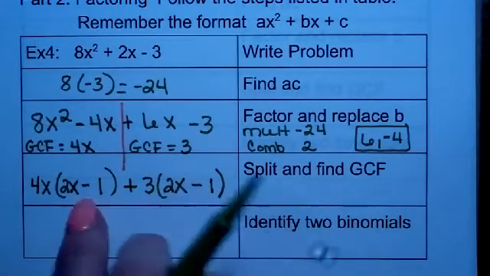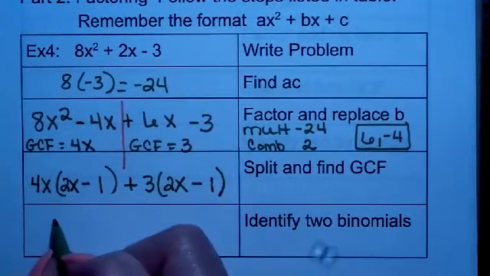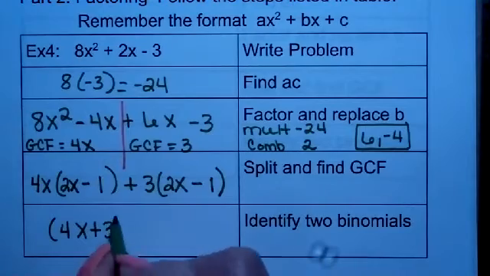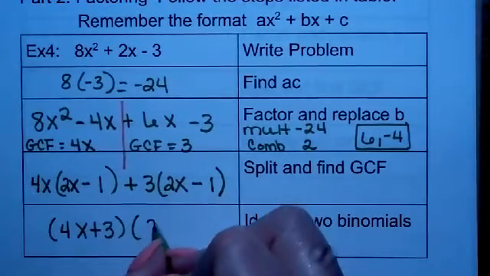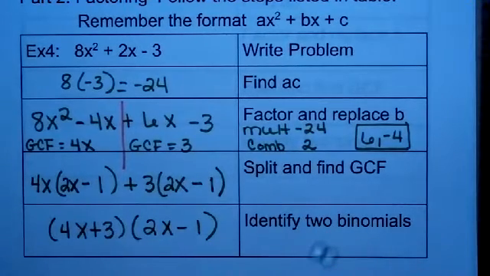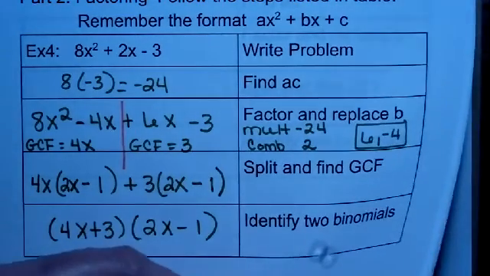Now, our last step is to take our GCFs to make one binomial, 4x plus 3. And then we're going to use our binomial we already have here as our second one. Okay. Now, make sure you got that copied down, and I'm going to flip the page and we'll go over to number 5 and work it.